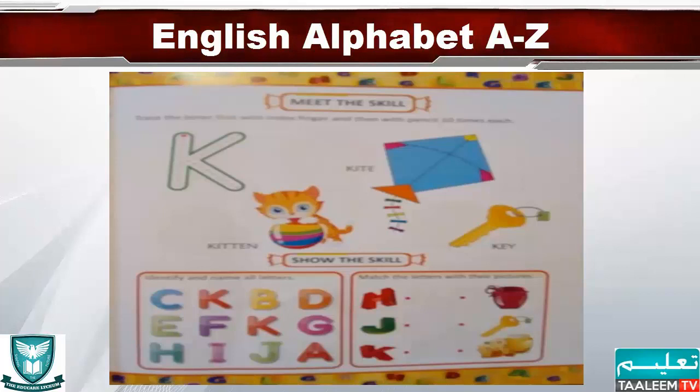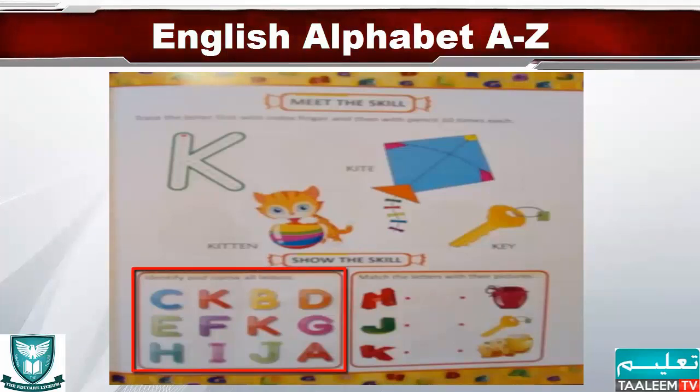Good. Now you can see two blocks on the same page. The first block is carrying different letters. Simply you can identify and name these letters one by one. Good. Starting from A to K.